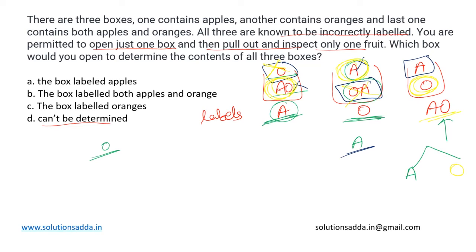So whatever comes out of this box, we can correctly determine the contents of the other two boxes as well, if we decide to open the last box which was labeled as both apples and oranges. So we should open the last box labeled both apples and oranges, and then only we can in just one go correctly determine the contents of all the three boxes. So yes, it is possible, and we would go with option B.